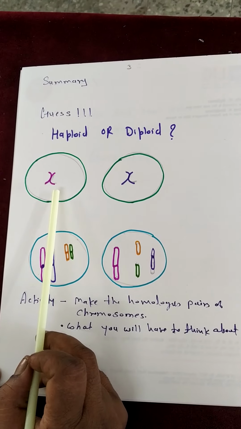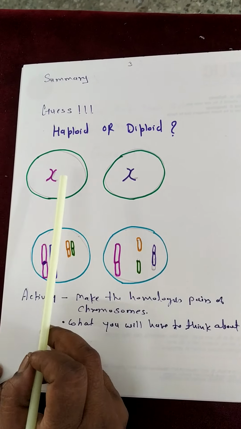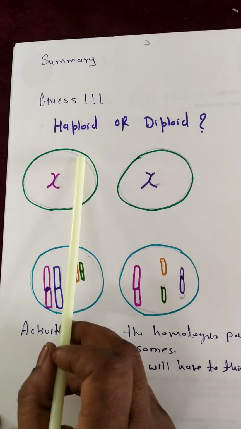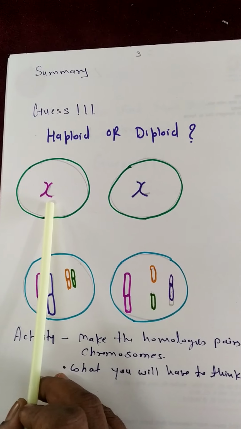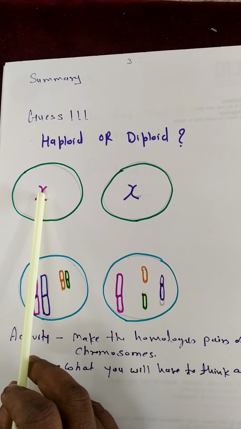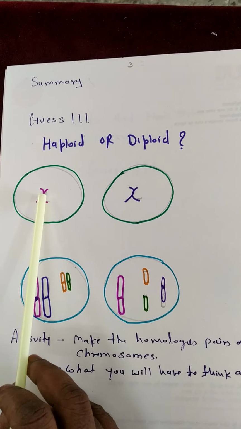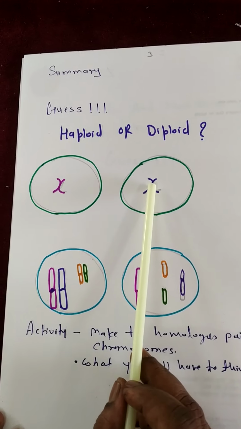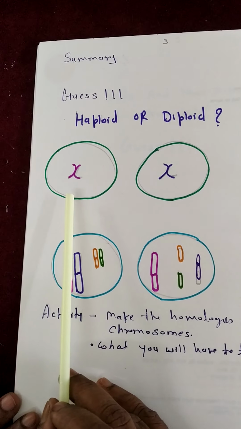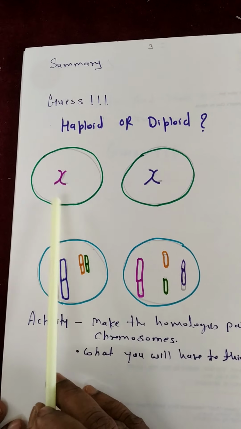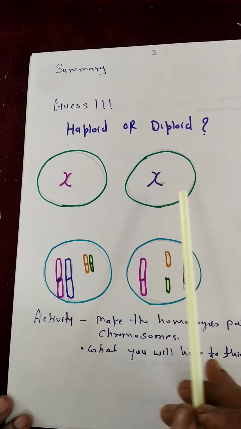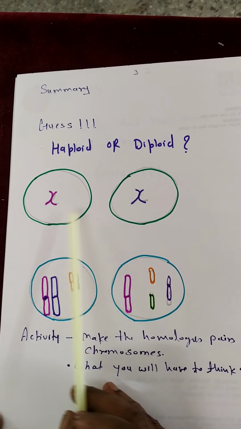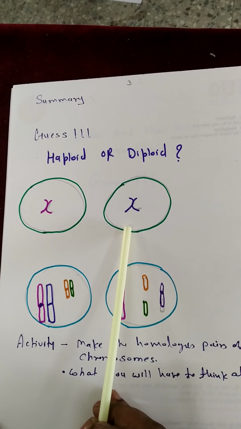The set of chromosomes which contain only one set, and in this one set one chromosome is there. This is a single chromosome. This cell has a single chromosome. This cell also has a single chromosome. Means in this set of chromosomes only one chromosome is there, and in this cell one chromosome is there. Means both are haploid cells.